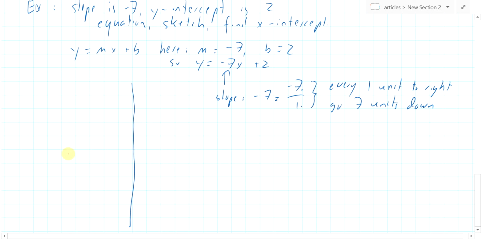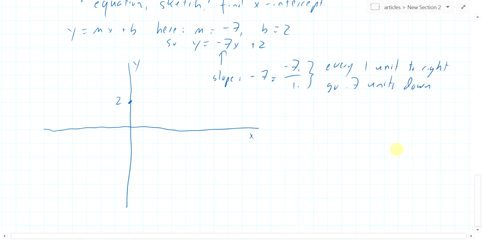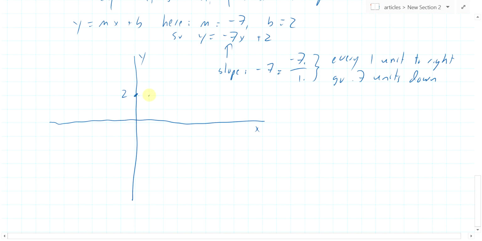So, sketching it, pretty straightforward now. We put in an x-axis and a y-axis, except I always seem to put in the y-axis first. X-axis, y-axis. Y-intercept is 2. And then every 1 unit to the right, go 7 units down. So if we go 1 unit to the right and then 7 down, 1, 2, 3, 4, 5, 6, 7, we end up down here. And that is minus 5.